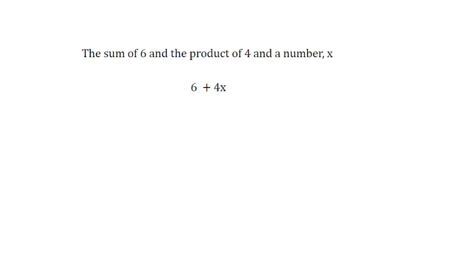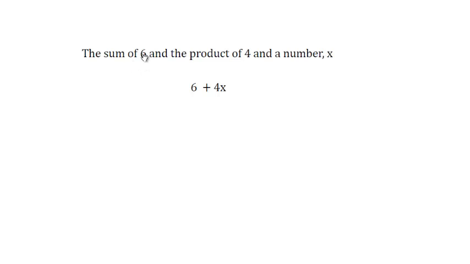The sum of 6 and the product of 4 and a number x. So we have several things going on here. We have the sum of numbers and we have the product of numbers. So we need to decide what are the numbers that we will add and what are the numbers that will be multiplied. We see the words the sum of. That means that two numbers or more will follow with the word and between them, and that will indicate the two numbers to be added.